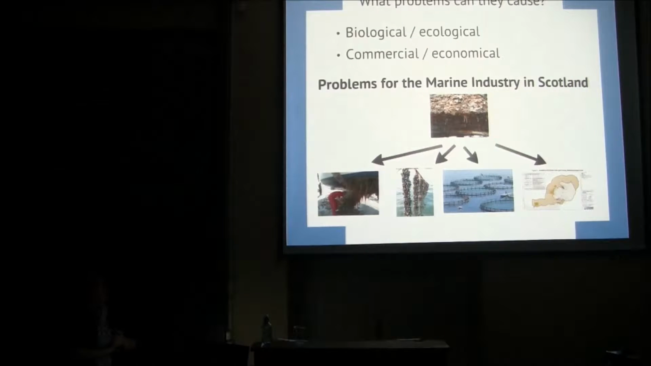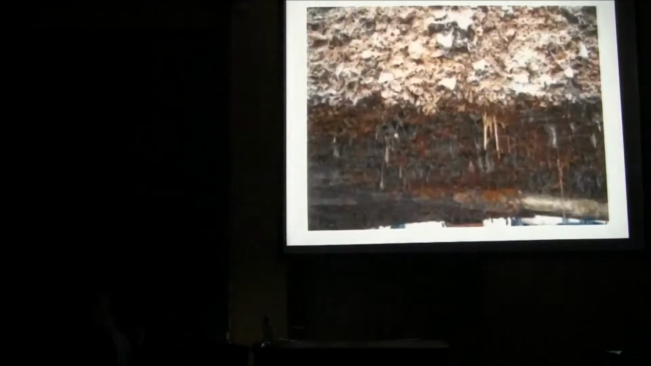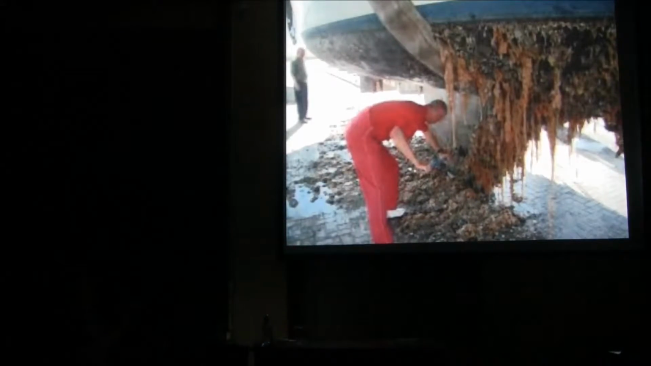And then the second, which is one of the main drivers for our science at the moment, are the commercial and economic problems. Particularly, there are a lot of problems caused by fouling organisms that grow on the outside of artificial structures in the sea, and especially invasive species. This is not a nice picture of fouling, but you can see here the kind of problems which you can get underneath boats.